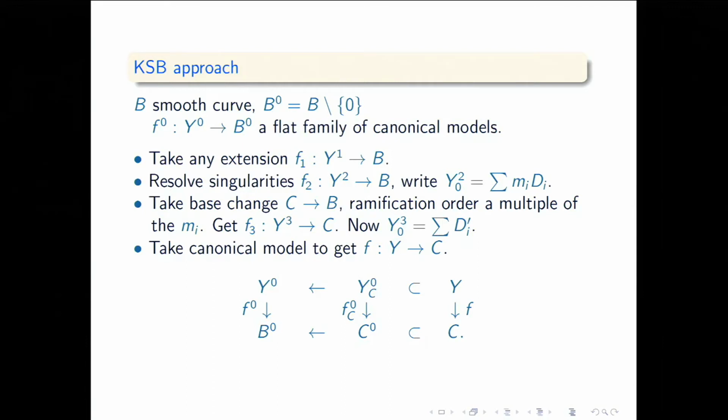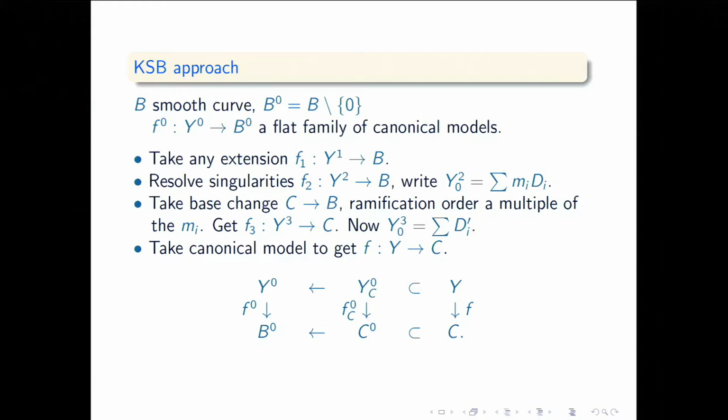Now, I don't like multiplicities, so I just take a base change. In fact, I just need that the ramification order is a multiple of all these m_i's. Otherwise, I can choose this completely arbitrarily. So again, maybe I should emphasize that here I very much use that this is characteristic zero, that there are no very complicated covers ramifying at a point. It's a major problem here what to do in characteristic p, because of the presence of wild ramification, and so it is not clear what to do.